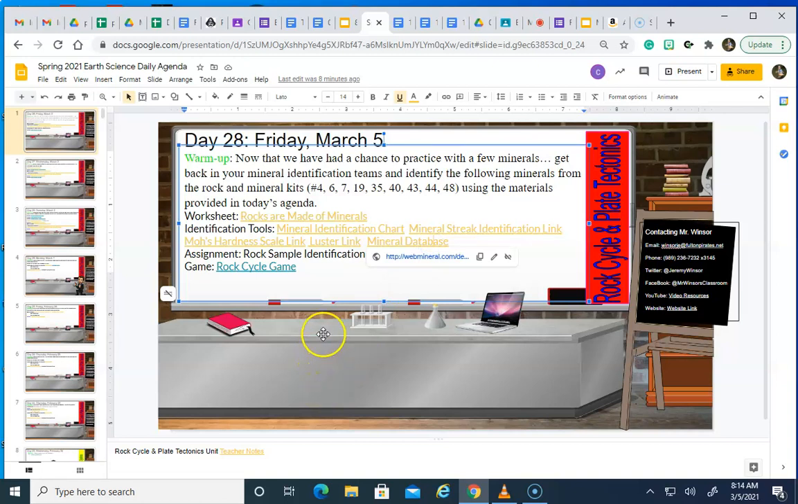Once you have identified each of your samples, you're going to go into the rock sample identification assignment, and you're going to identify what each sample number is as far as a specific rock type or mineral type. And I will get that pushed out on your Google Classroom here momentarily. What questions do you have?